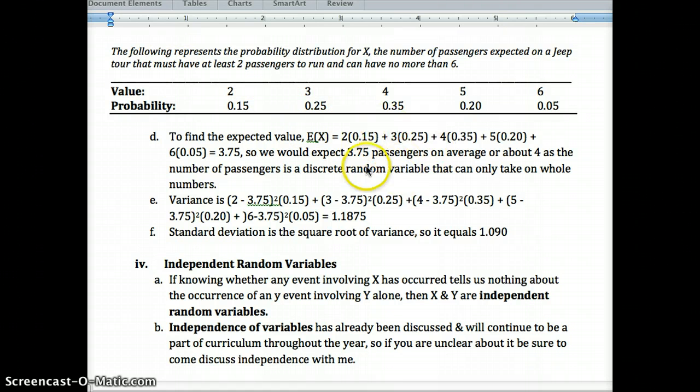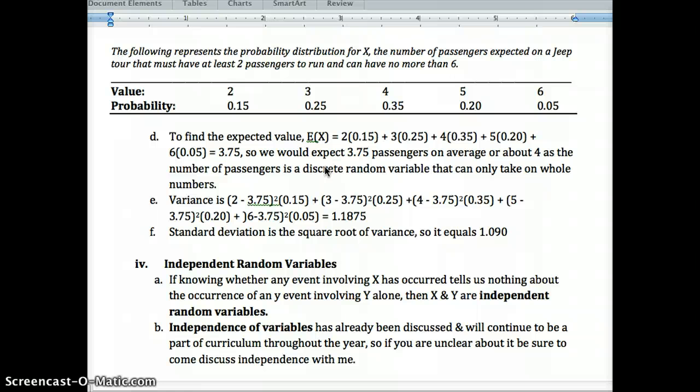So this is like a weighted average. That's another way to think about expected value. So when we add those all up, we end up with, we expect 3.75 passengers, or about 3 3/4. Since it's a discrete value, we'd want to interpret that by saying about 4, since you can't have 3 3/4 people.